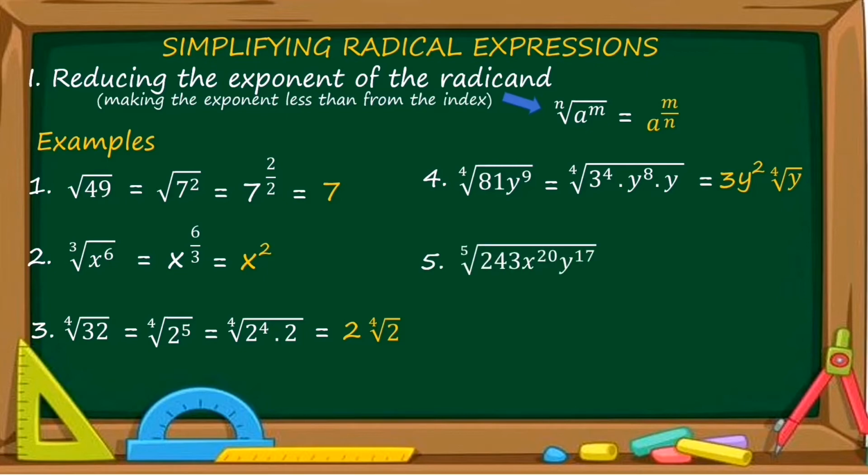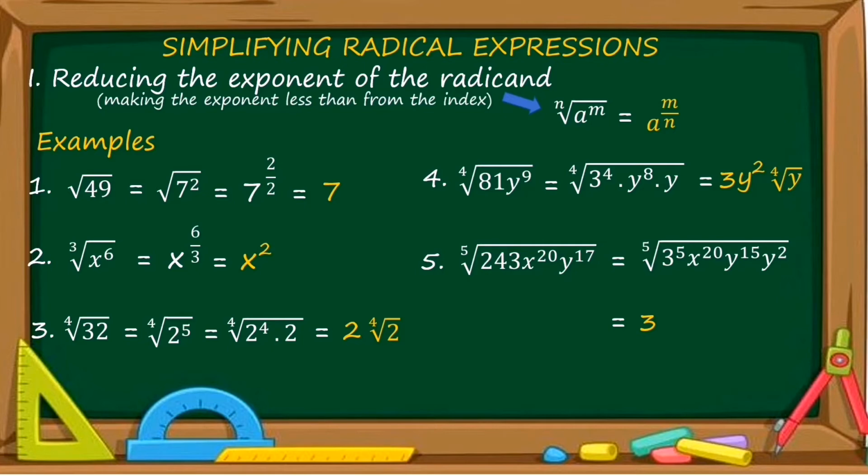Lastly, we have the fifth root of 243 x raised to 20 y raised to 17. In exponential form, it is equal to the fifth root of 3 raised to 5 x raised to 20 y raised to 15 y raised to 2. To simplify this, it is equal to 3 because the exponent of 3, which is 5, divided by the index 5, will give us 1. So that is equivalent to 3.